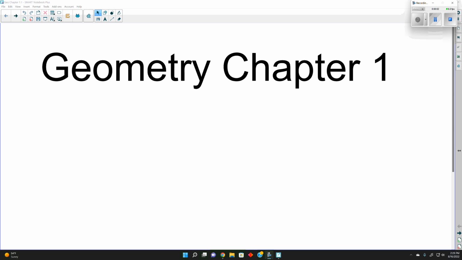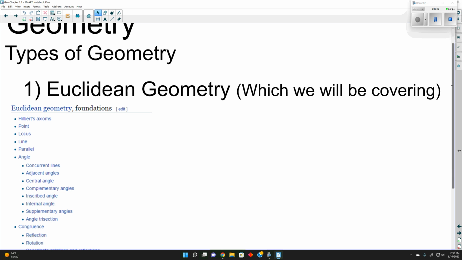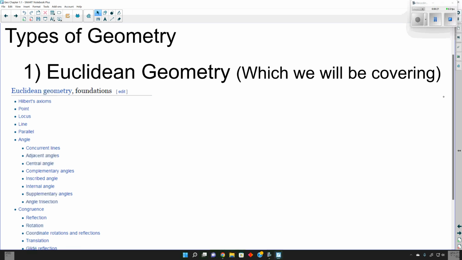All right, guys, so today we are starting Chapter 1, Notes for Geometry. So the first section of geometry. Now, there's many different types of geometry that there is actually covering. We're not going to be covering all of these here. Now, some of the topics that we will be covering is something called Euclidean geometry. Those are the types of math or geometry that we will cover.